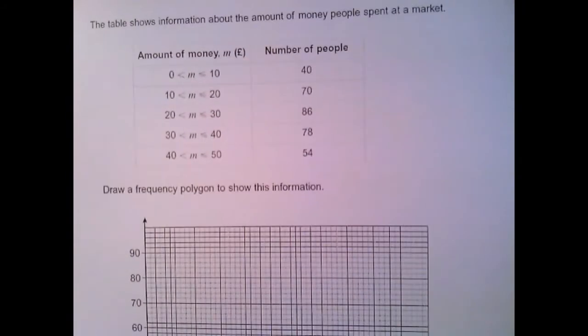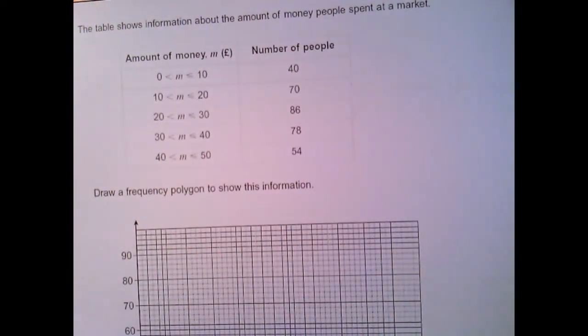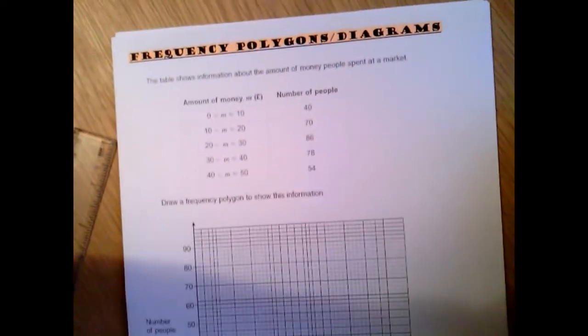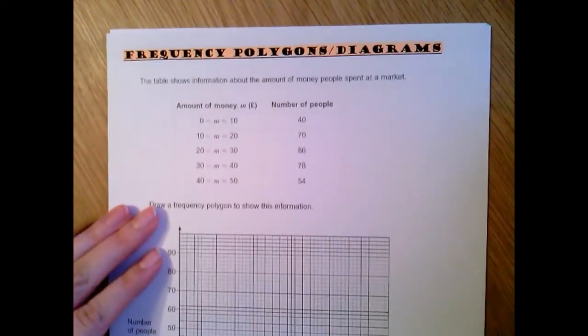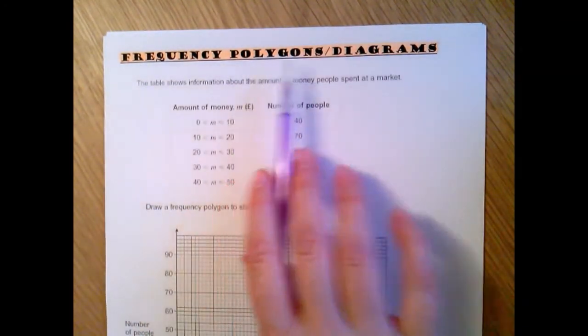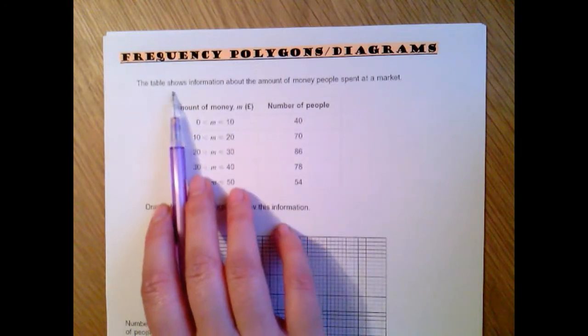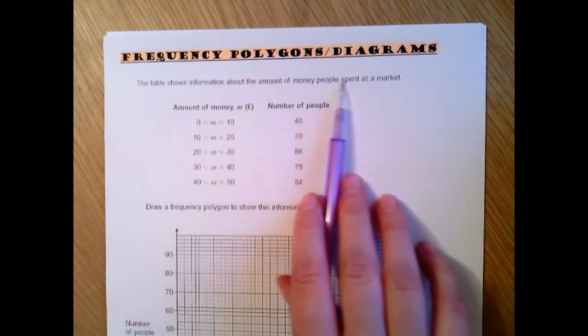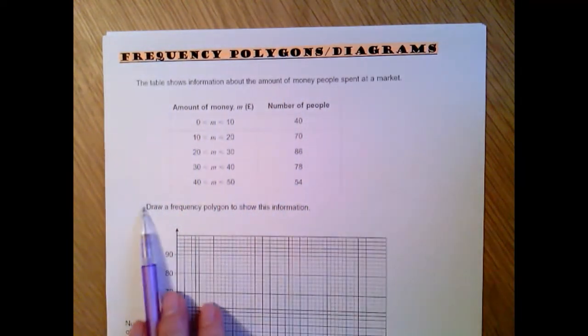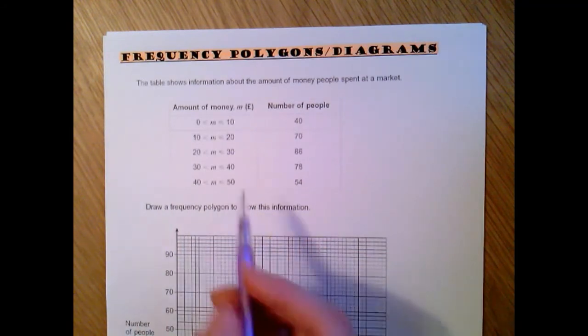Okay, the next type of displaying data then are frequency diagrams and polygons, and I've just got one of each of these. I'm going to try to raise the camera up a wee bit here, see if I can fit a wee bit more in there. So frequency polygons and diagrams. So the table shows information about the amount of money people spent at a market. Draw a frequency polygon to show this information.